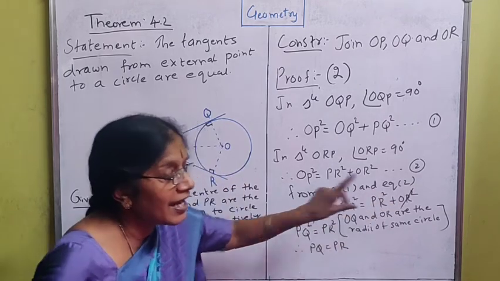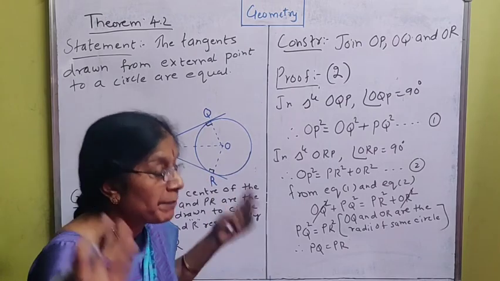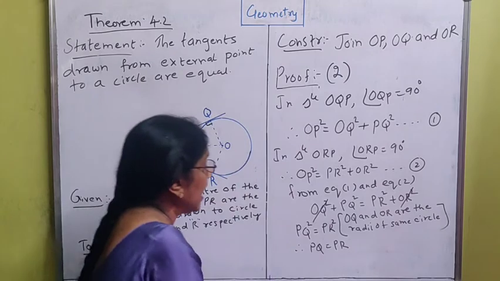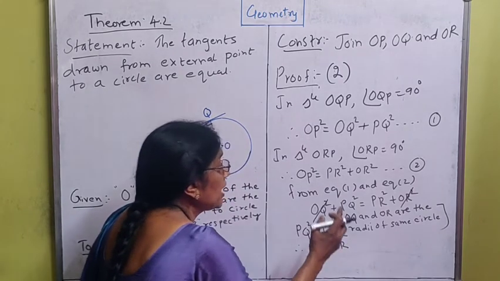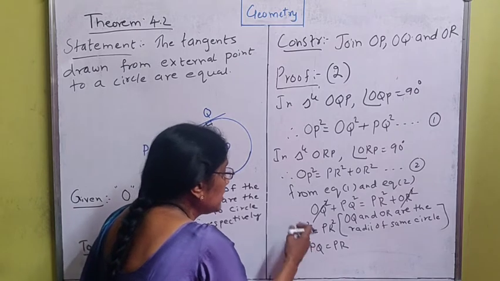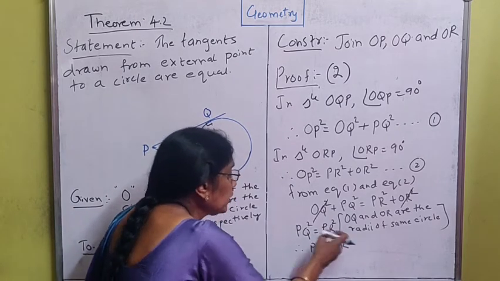OQ and OR are the radii of the same circle. So same things, if they are present on both sides of the equal sign, get cancelled. So we got PQ square is equal to PR square because OQ and OR are the radii of the same circle. Thus the square root of PQ square is PQ, the square root of PR square is PR. So PQ is equal to PR.